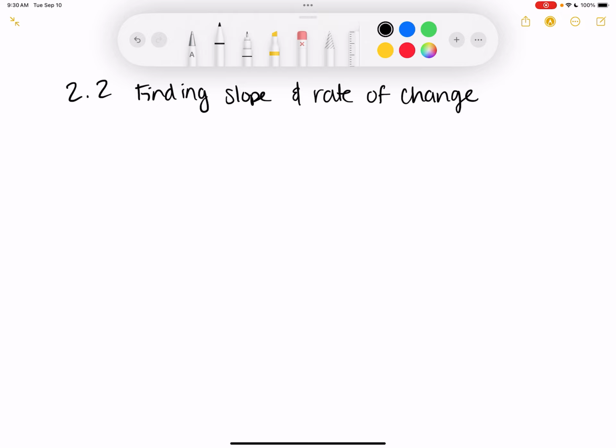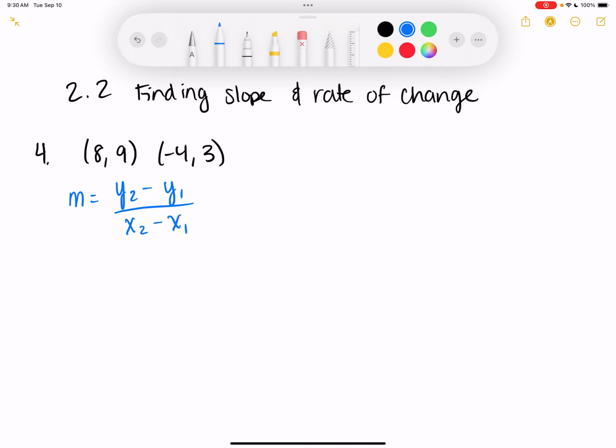Find the slope of the line passing through the given points and tell whether the line rises, falls, is horizontal, or vertical. So 4, we have the points (8, 9) and (-4, 3). What is the slope formula? I'm only going to write the actual formula once today. Okay, y2 minus y1 over x2 minus x1.